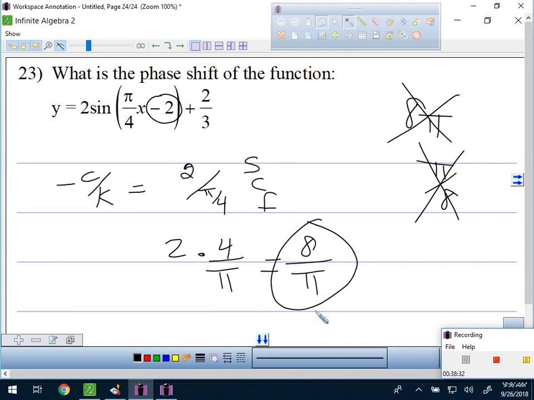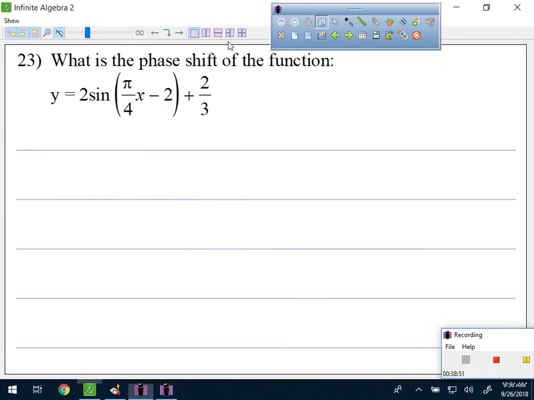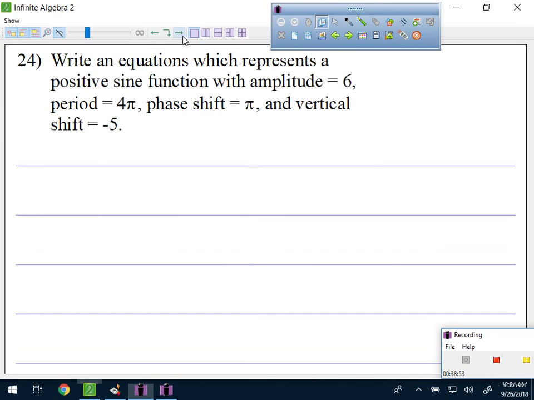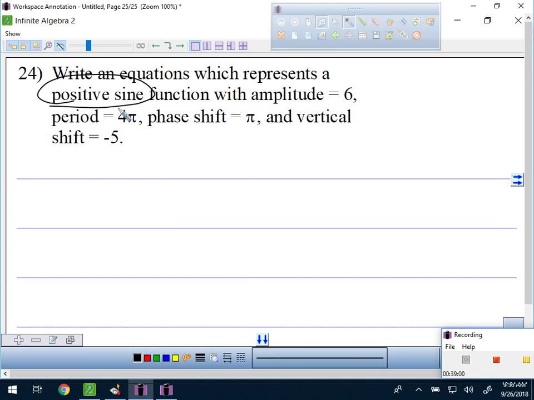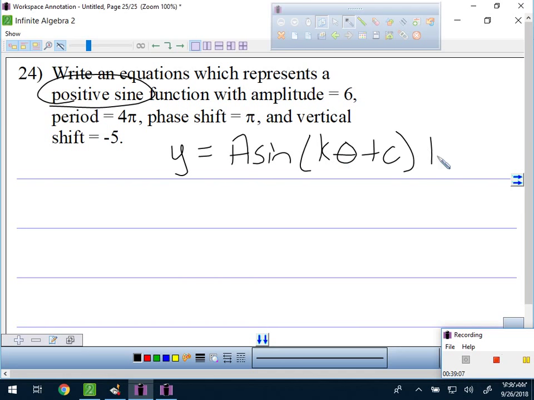All right, one of the last questions to clear out this test is actually writing an equation given the information. For the past 3 examples, I asked you to tell me what the information was given the equation. Now let me give you the information and you write the equation. Again, multiple choice, but none shown right here. It says write an equation which represents, and I tell you it's a positive sine graph. So off the bat, I know this is what it's going to look like: A sine of k theta plus c. Now let's go through the motions.